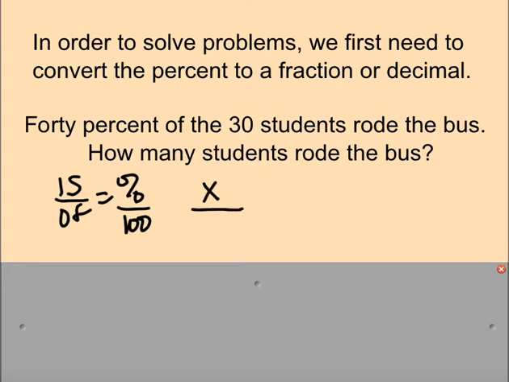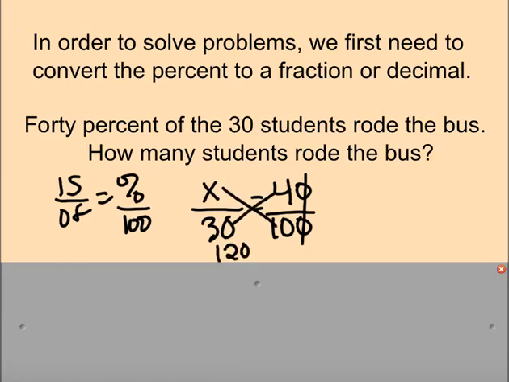We have an of because we have a total of 30 students, and we have a percent of 40. And my 100 always stays the same. You can do a couple things here. You can simplify, and then cross multiply, and we get 120 equals 10x. So x is 12. There are many other ways to do this problem. This is just one that I want to show you that's a little new and very helpful.